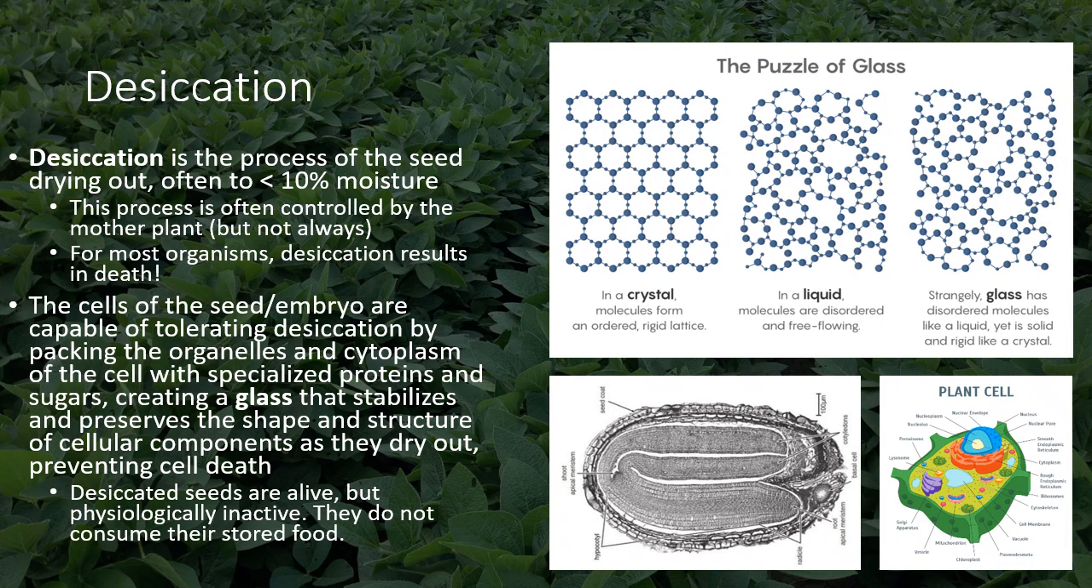And this desiccation process is notable in seeds because for most organisms, we know that desiccation results in death. Human bodies are between 60 and 70% water. And if we were to dry out to just 10% moisture, we would be very, very, very, very dead. The reason why cells die when they dry out is because of a collapse of cellular structures and a change in the chemical environment within the cell.